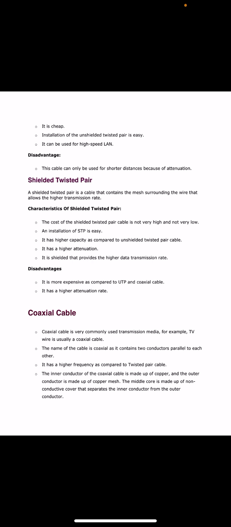Another twisted pair is shielded. Shielded twisted pair is a cable that contains a mesh surrounding the wire that allows a higher transmission rate. Categories of shielded twisted pair. The cost of the shielded twisted pair cable is not very high and not very low. Installation of STP is easy. It has higher capacity as compared to unshielded twisted pair.